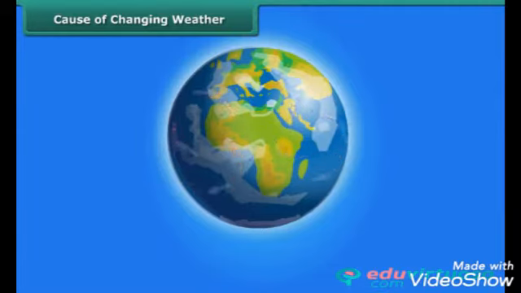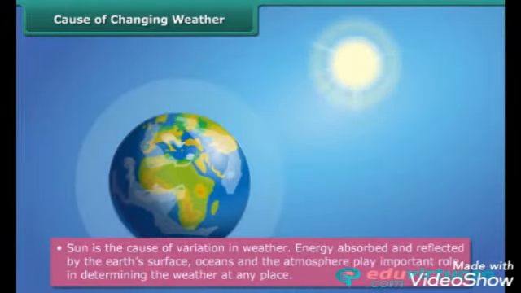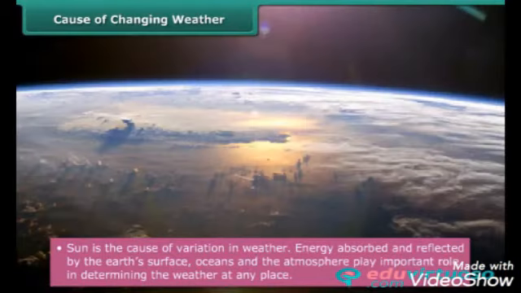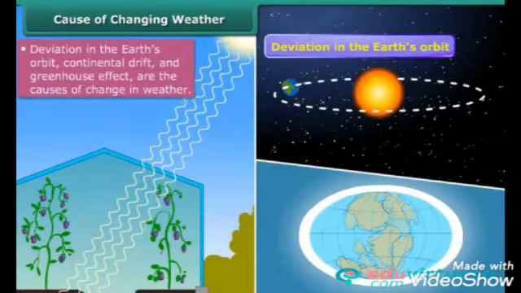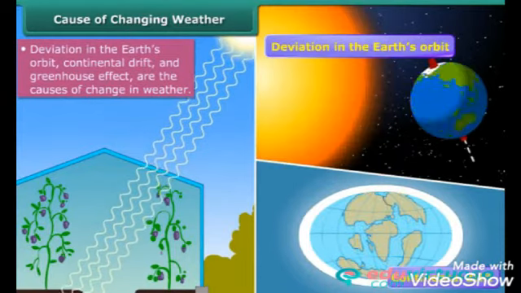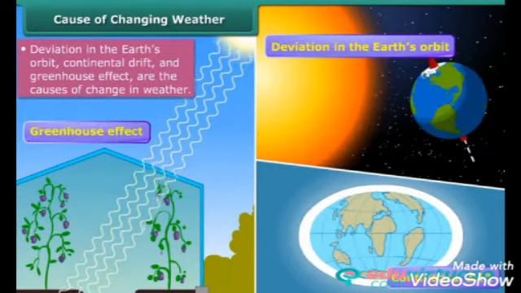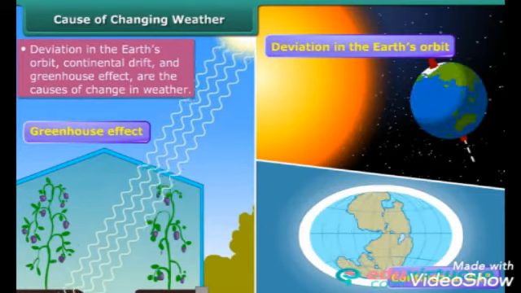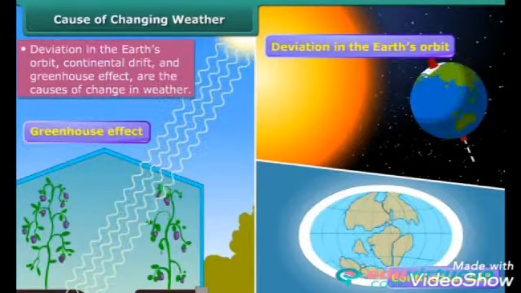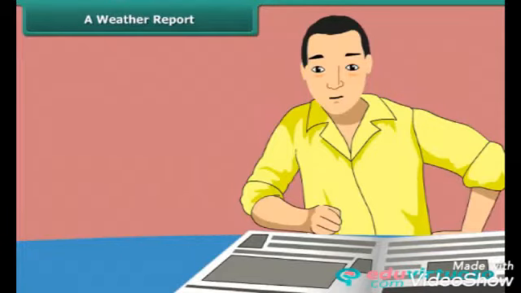Do you know the reason for changing weather? The sun causes all changes in the weather. Energy absorbed and reflected by the Earth's surface, oceans, and the atmosphere plays an important role in determining the weather at any place. Also, deviation in the Earth's orbit, continental drift, and the greenhouse effect are additional causes of changes in weather. Rachel is looking at a weather report in the newspaper.